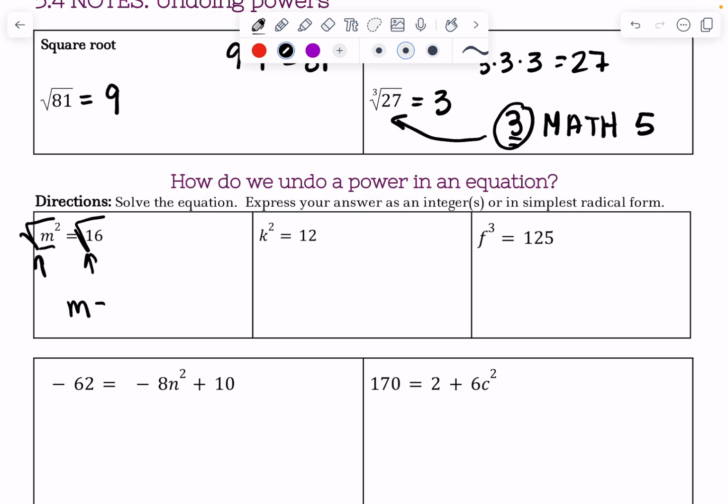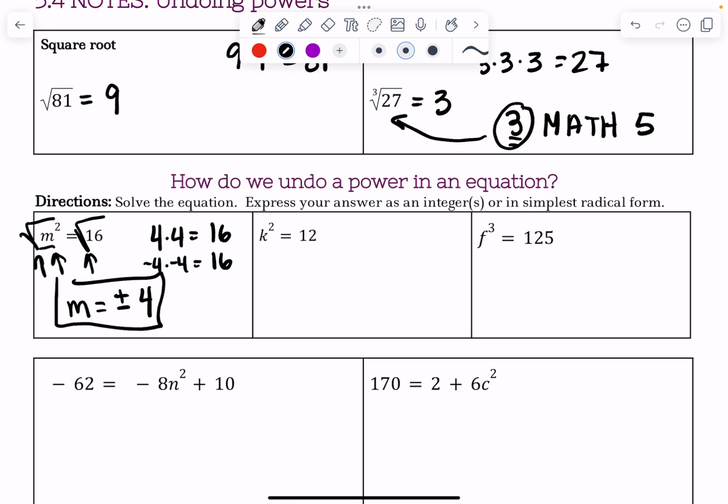So in this case, and again, you can type this into your calculator, there is a square root button on your calculator, but in this case, we're going to get 4, but it's going to be plus or minus 4, because 4 times 4 equals 16. But negative 4 times negative 4 also equals 16. And because I introduced the square root, I don't know which m I'm starting with. It could have been the positive or the negative option. So this has two possible answers.